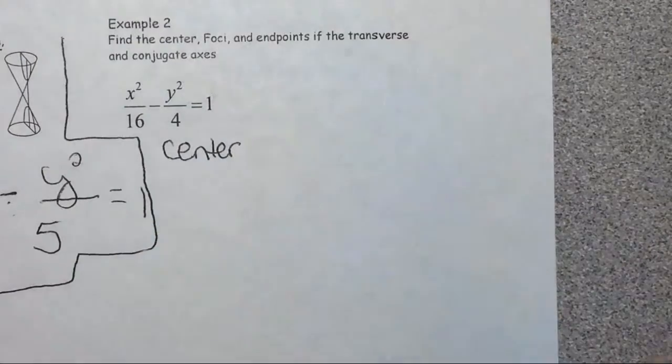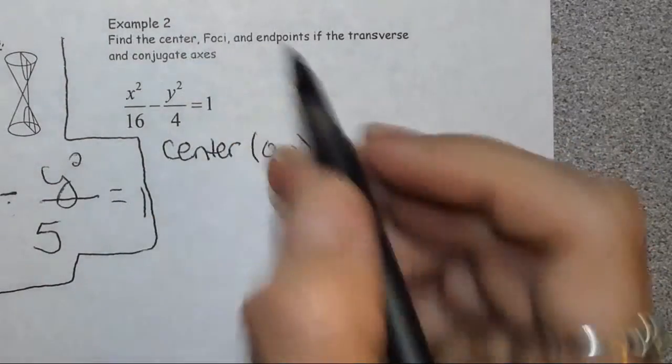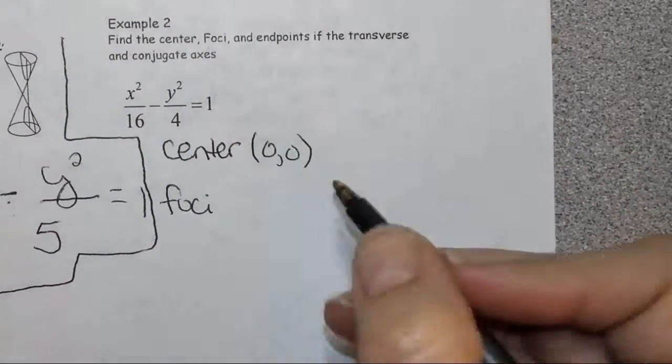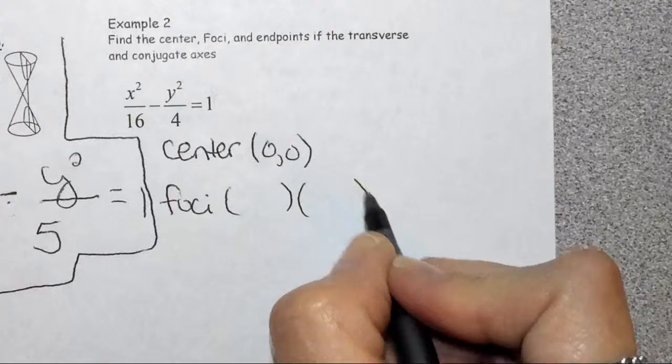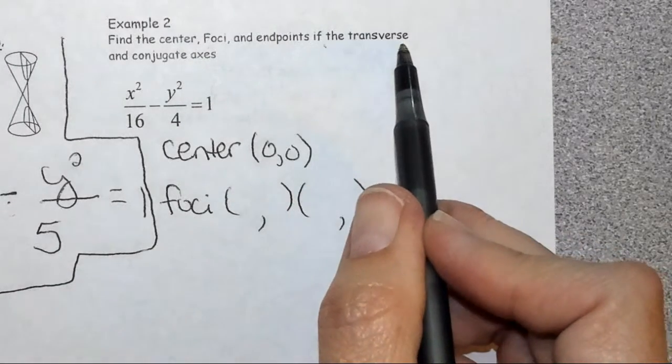There's no parentheses, so what's the center? (0, 0). They want to know the foci. Well, I know that's going to be 2 points. I don't know what they are yet. They want the endpoints of the transverse axis.